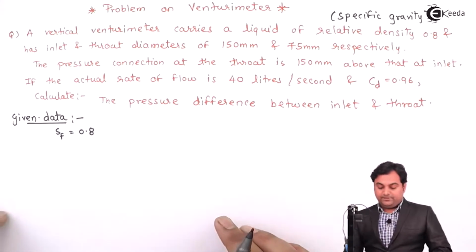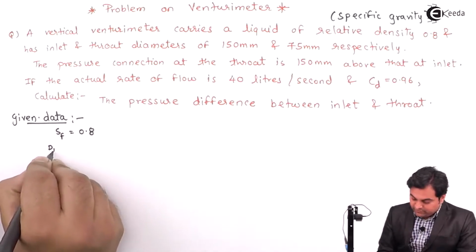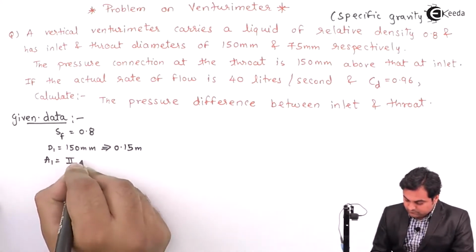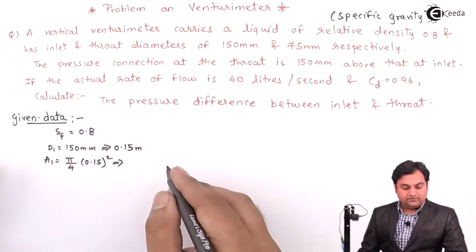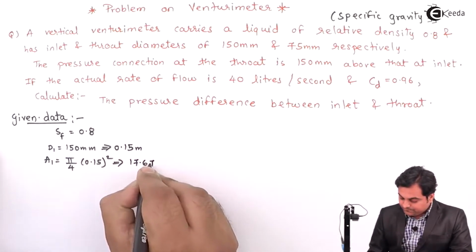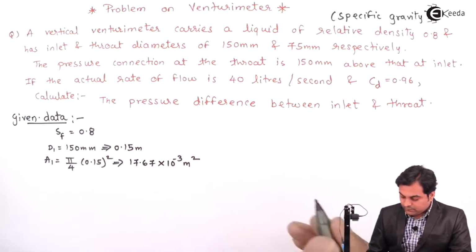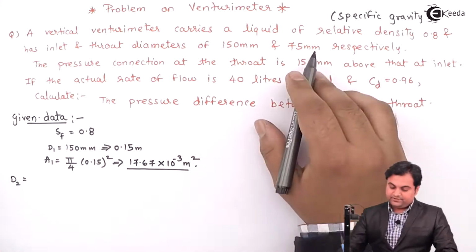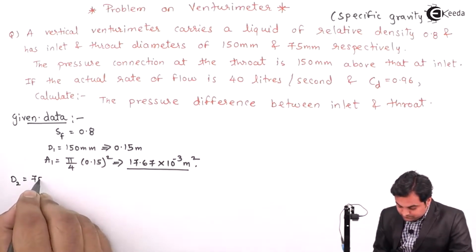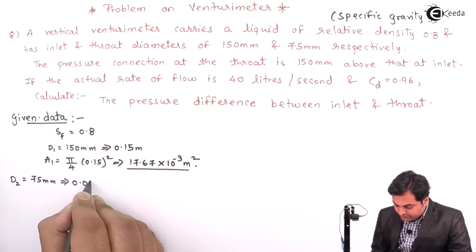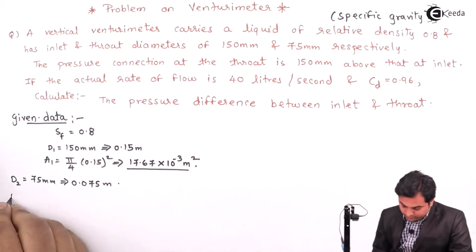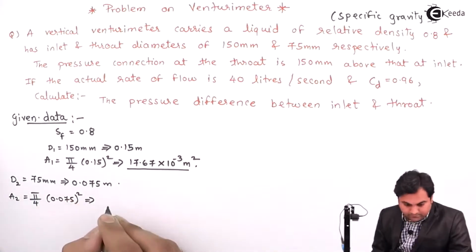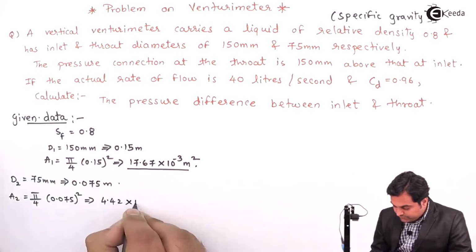0.8 and has inlet and throat diameters of. So the inlet diameter is 150 mm of the Venturi meter, that will be D1. So I'll calculate area 1, that will be 17.67 into 10 raised to minus 3 meter square. Then the diameter at the throat is 75 mm, that is 0.075 meters. So area 2 will be 4.42 into 10 raised to minus 3.